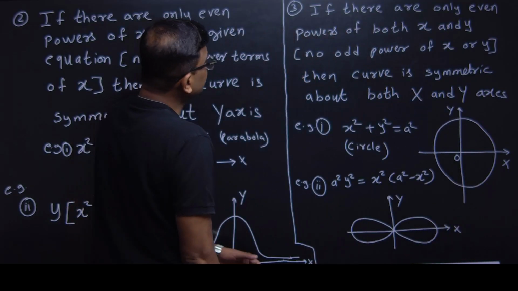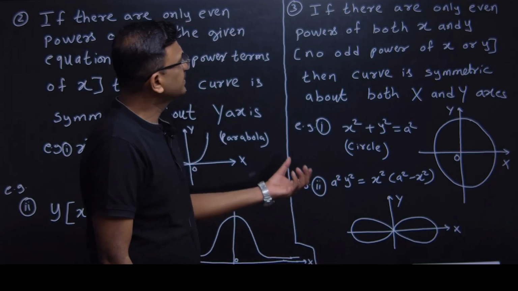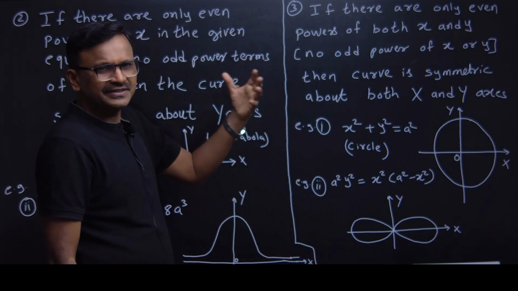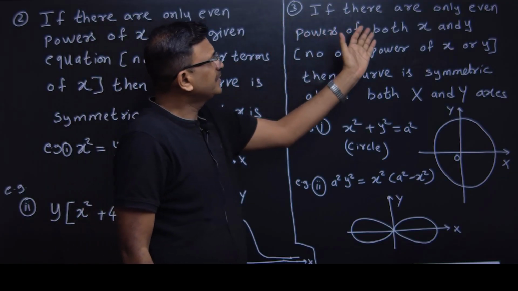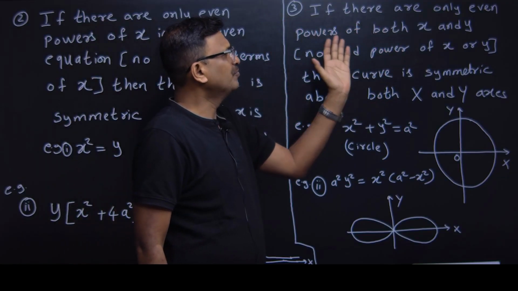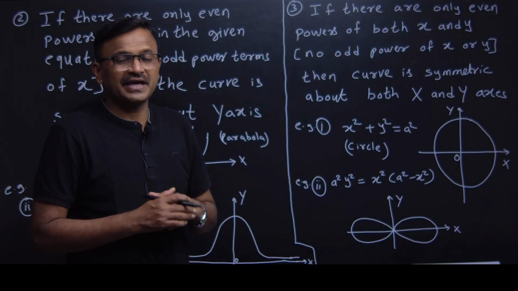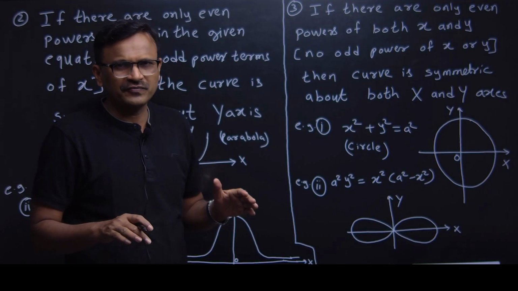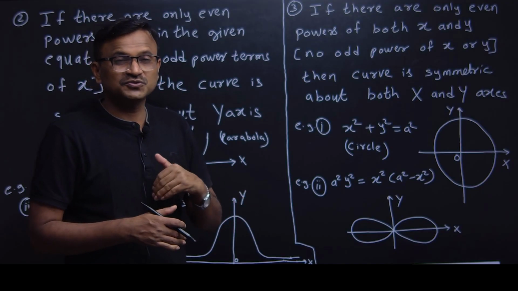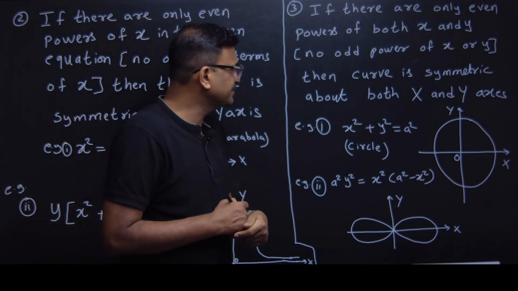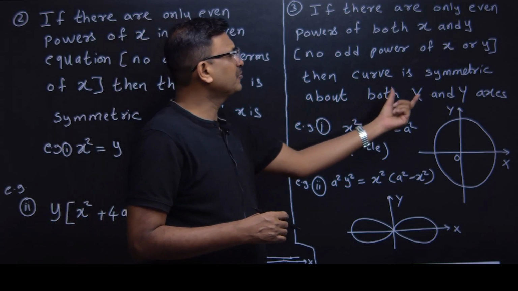Then, the next rule, again about symmetry: if there are only even powers of both x and y in a given equation, there is no odd power of x, no odd power of y, and no fractional power of x or y, then the curve is symmetric about both the x and y axis.